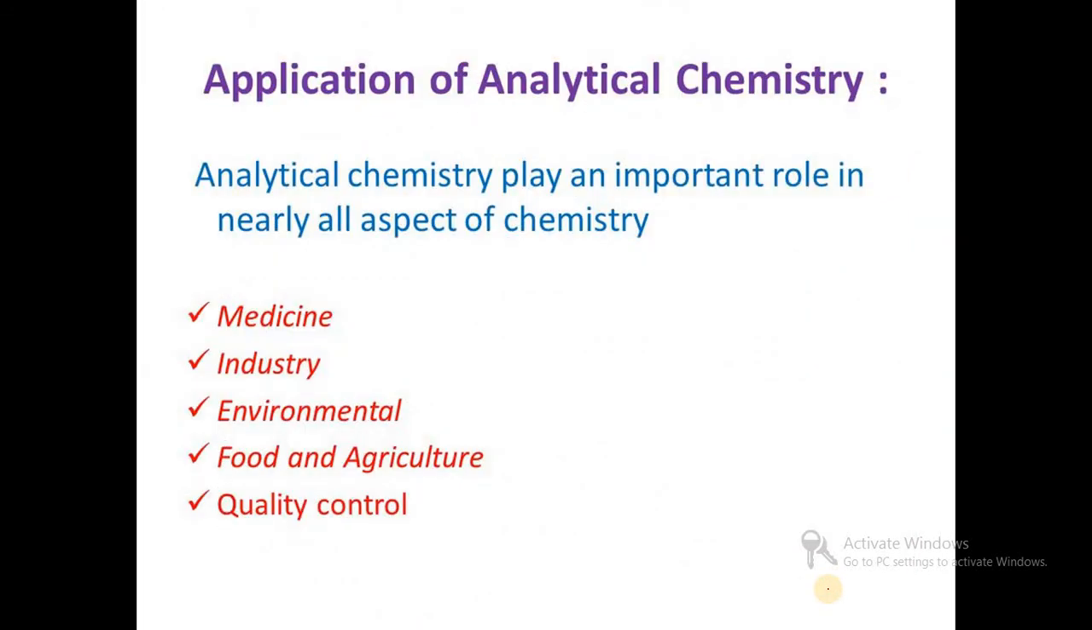So overall, regarding applications of analytical chemistry, we also know that analytical chemistry is used in various fields like medicine, industry, the environmental section, food and agriculture section and quality control section. This quality control section is available in each and every R&D of various pharmaceutical companies like Cipla, Lupin, Pfizer, Cadila Healthcare, and such. So analytical chemistry is very important in various types of sectors. It plays a very important role in our chemistry section.